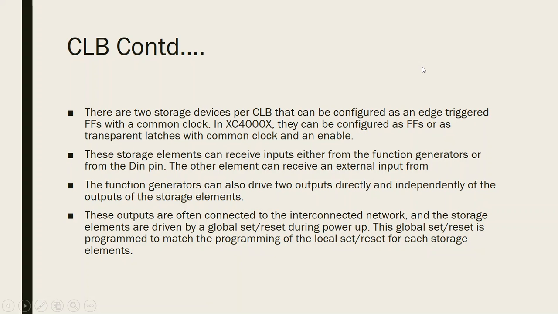Now there are 2 storage devices per CLB, and that can be configured as an edge-triggered flip-flop with common clock. In the 4000 series of your Xilinx family, the storage elements can be configured as flip-flops or as transparent latches with common clock and an enable. So these storage elements can receive inputs either from the function generator or from the input pin, or DIN pin as it is called. The function generators can also derive 2 outputs directly and independent of the outputs of the storage elements, right?